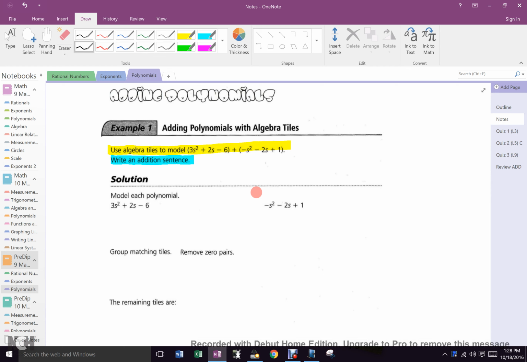The first thing we do is we model each polynomial. So this one has 3 big guys, unshaded, 2 bars, unshaded, and 6 little guys, shaded. This one has 1 big guy, shaded, 2 bars, shaded, and 1 little guy, unshaded. Now I group the matching tiles. So this guy goes here. This guy goes here.